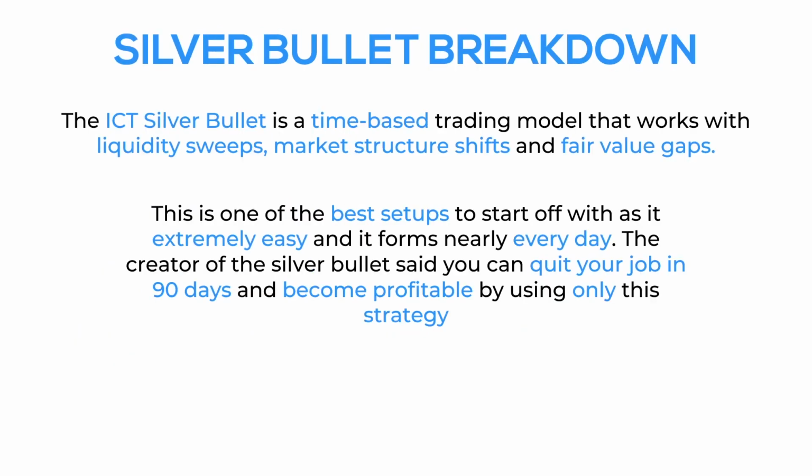First things first, what is actually the Silver Bullet? The ICT Silver Bullet is a time-based trading model that works with liquidity sweeps, market structure shifts, and fair value gaps. This is one of the best setups to start off with, as it is extremely easy and it forms nearly every day. The creator of the Silver Bullet himself, ICT, said you can quit your job in 90 days and become profitable by using only this one strategy.